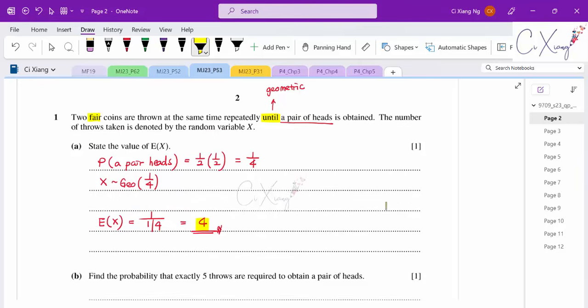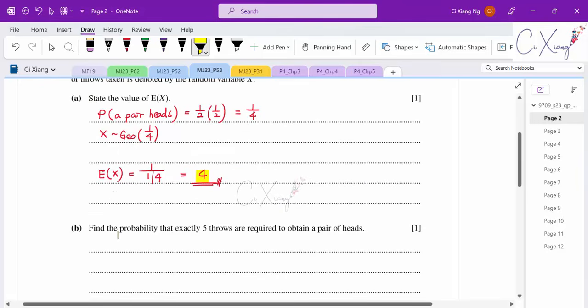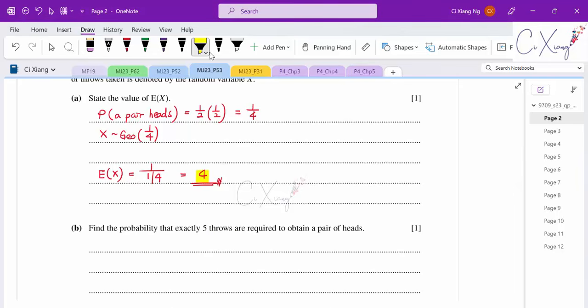Let's have a look at question 1B. Find the probability that exactly 5 throws are required to obtain a pair of heads. So we are still under the same geometric distribution here. They are interested in the number of throws being equal to 5. So x is the number of throws, and we write x equals 5. To get the first pair of heads at the 5th throw, the first 4 throws must not get a pair of heads. If the first throw didn't get a pair of heads, the probability will be 3/4.